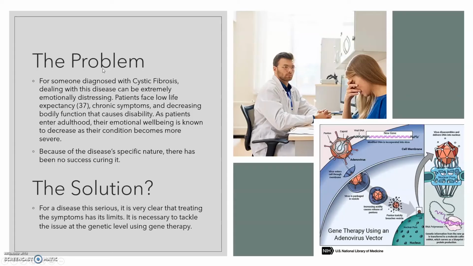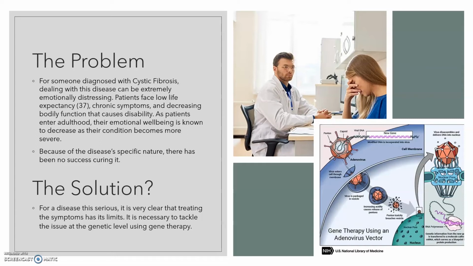For someone diagnosed with cystic fibrosis, dealing with this disease can be extremely emotionally distressing. Patients face low life expectancy. The life expectancy is only 37 years, chronic symptoms, and decreasing bodily function that causes disability. As patients enter adulthood, their emotional well-being is known to decrease as their condition becomes more severe. Because of the disease's specific nature, there has been no success curing it.